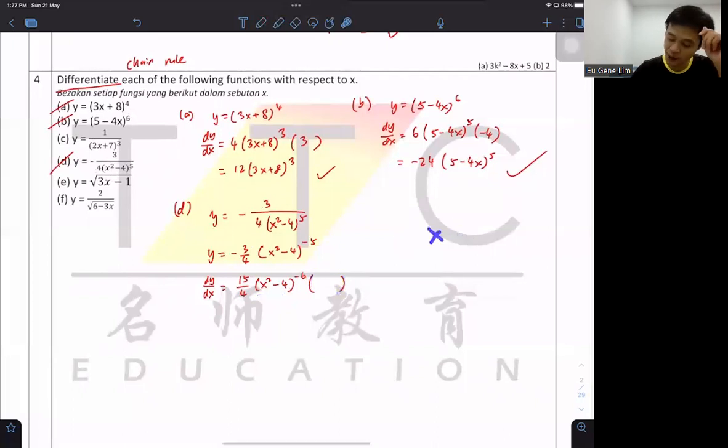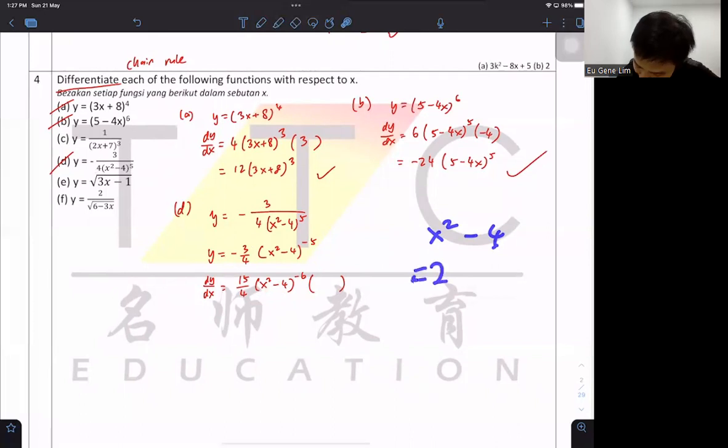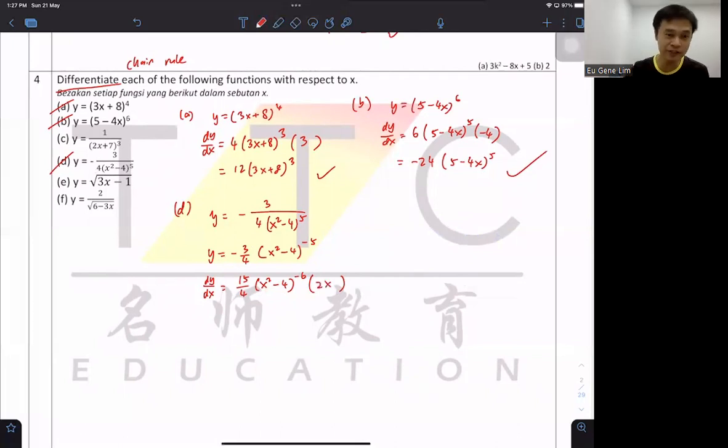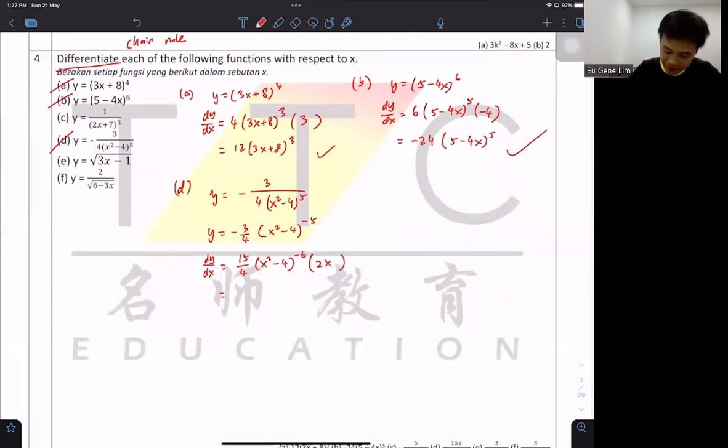The inside is x squared minus 4, right? X squared minus 4 differentiate become 2x. So this one a bit different. Then 15 over 4 times 2x. 15 over 4 multiplied by 2x is 15 over 2x. Then of course this is already the answer.